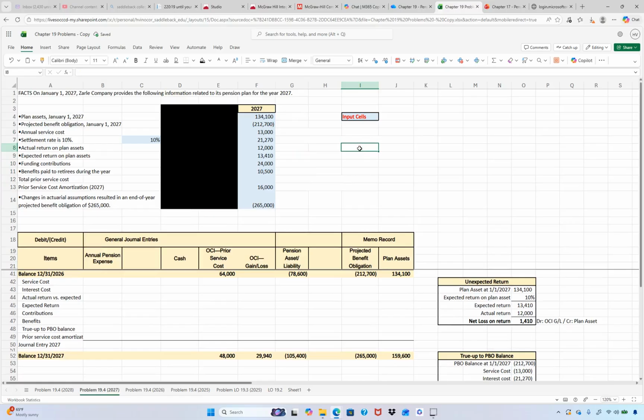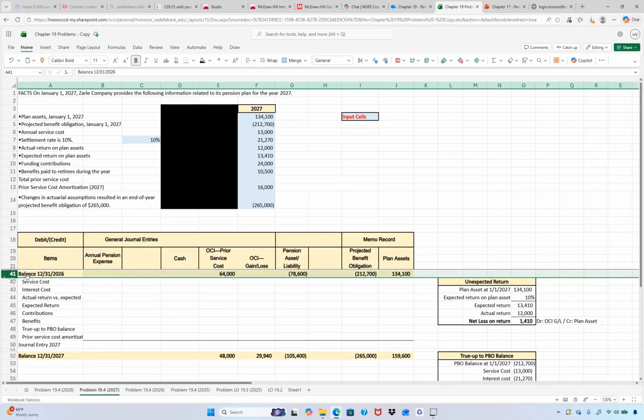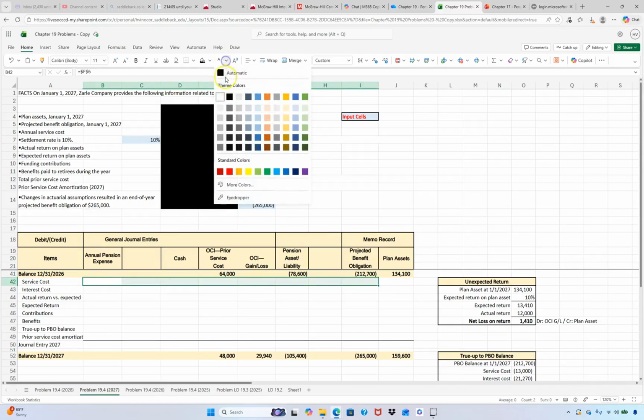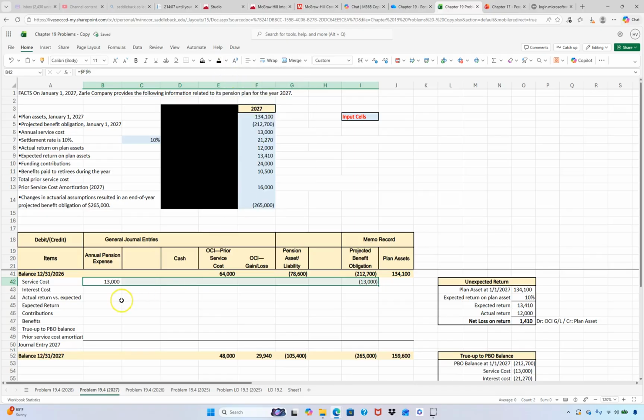Let's go to our 2027 amounts activity. So I just rolled forward in row 41 the 12/31/26 balance sheet items from the prior tab. So we have our beginning plan assets is 134,000 and our projected benefit obligation on 1/1/27 is 212,700. So let's start going through the items. Our annual service cost is $13,000. So that's going to be debit pension expense, credit projected benefit obligation right there.